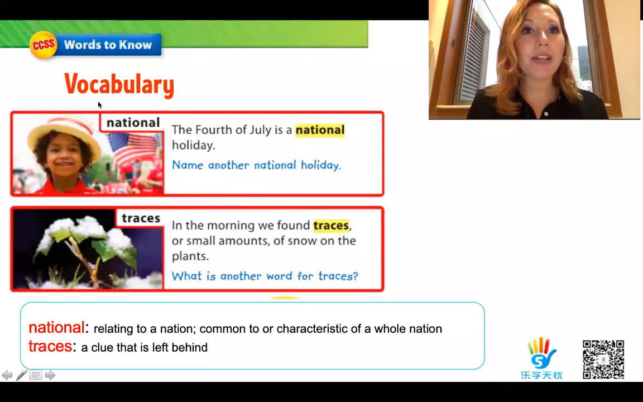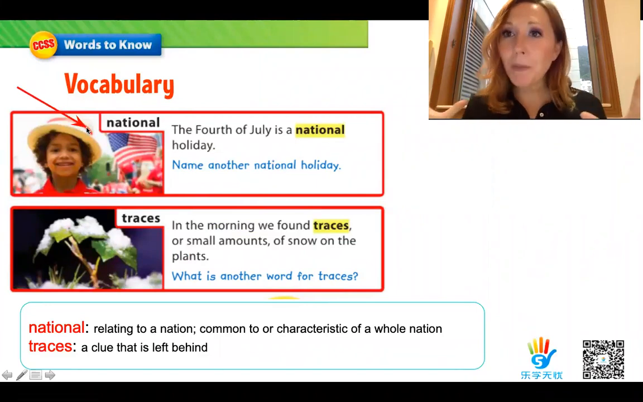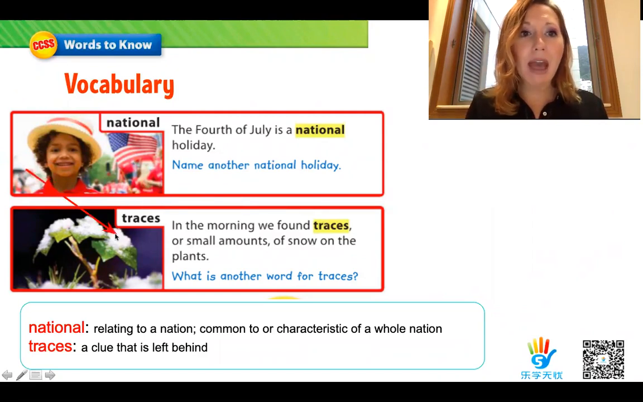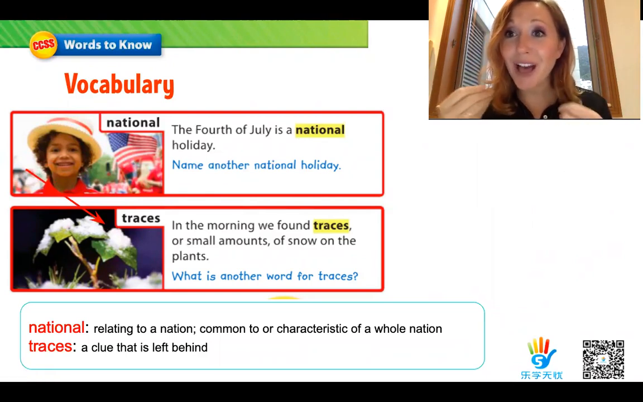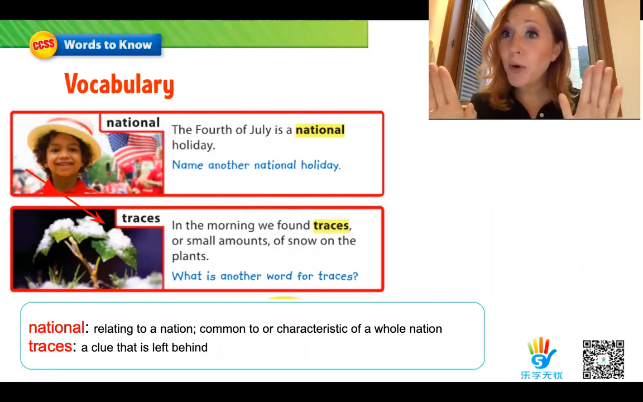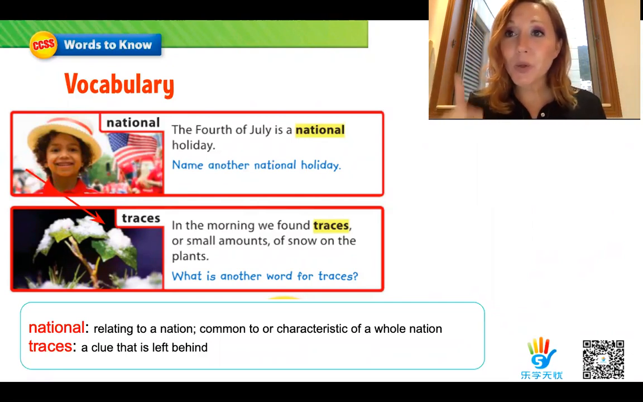Next, we have national. Now, national means that it is relating to an entire nation. So something is happening throughout the entire country, and it's something that everybody has in common. The 4th of July is a national holiday. Next, we have traces. Now, traces are little clues of evidence that are left behind. In the morning, we found traces or small amounts of snow on the plants.